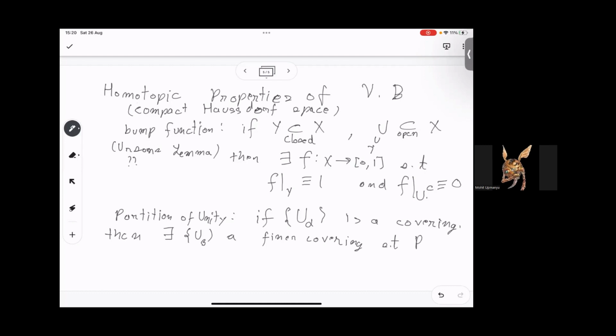For every point P... I'll not say finite cover, I'll say finite cover. No, it is finite. Sorry. Such that given any P. Also, I'll assume finite cover because we are in compact, might as well take that. So it's a finite cover and is also finer, which is the more important point.